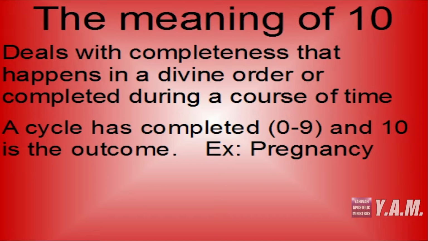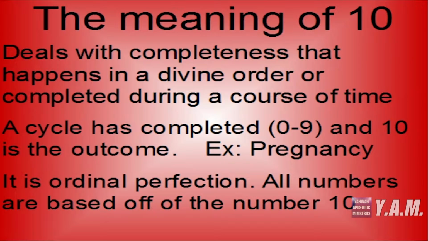An example of that would be pregnancy. A woman who is pregnant has 9 months of pregnancy, and the 10th month is the outcome. The child is born, and the life begins. It's an ordinal perfection. All numbers are based off the number 10.